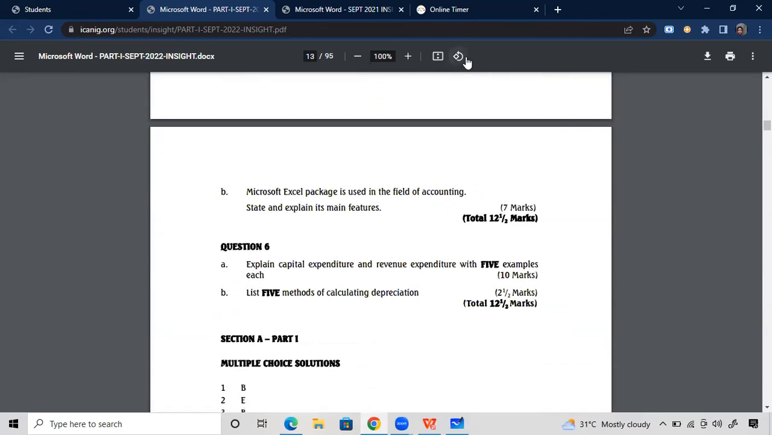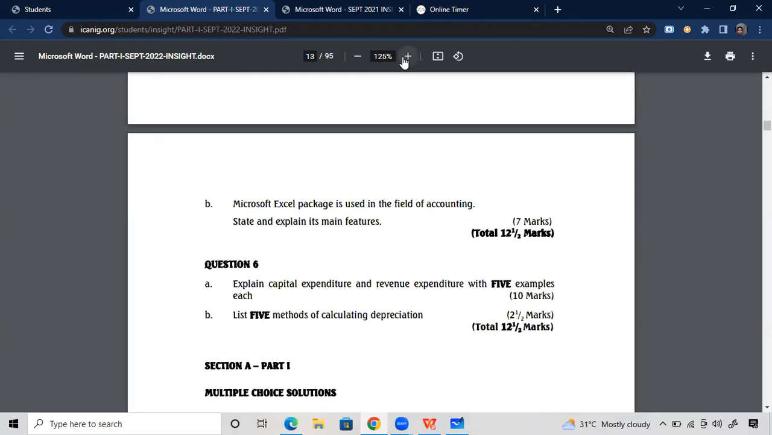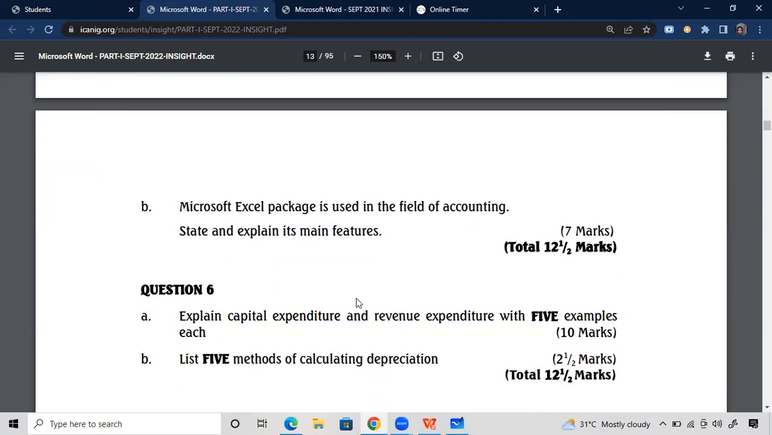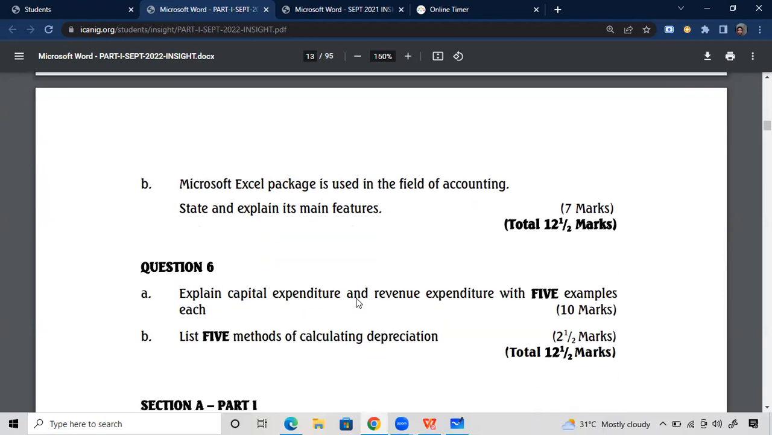So you can see, look at question 6. Explain capital and revenue expenditure with 5 examples. And the next question is saying, list 5 methods of calculating depreciation.